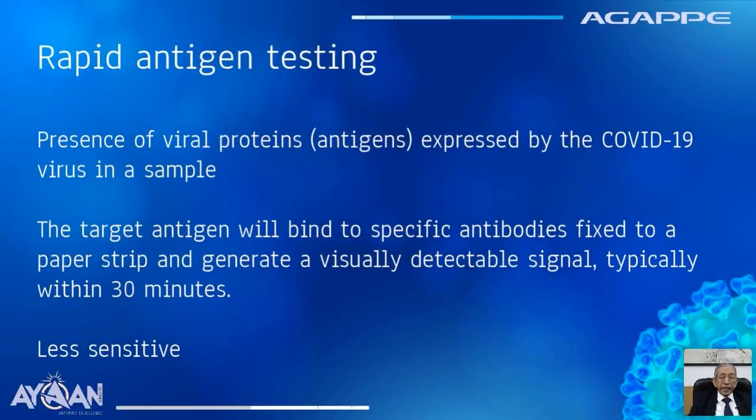Now, the antibody test is over. The last one is the rapid antigen testing. That is, instead of the antibody, we can test the viral protein antigens in the blood, similar to the quick test, that is the rapid test. The target antigen will bind to specific antibodies fixed to the paper strip and generate a visually detectable signal, typically within 30 minutes. This particular test is not yet available in India. Therefore, this is only of theoretical importance at the moment. It is available in certain areas abroad. It is also less sensitive. Therefore, we shall not go into greater detail for this test.